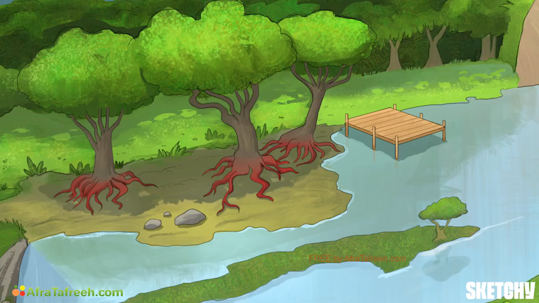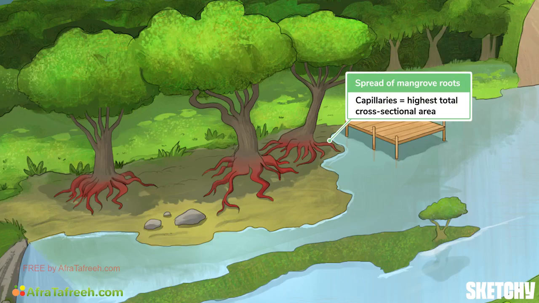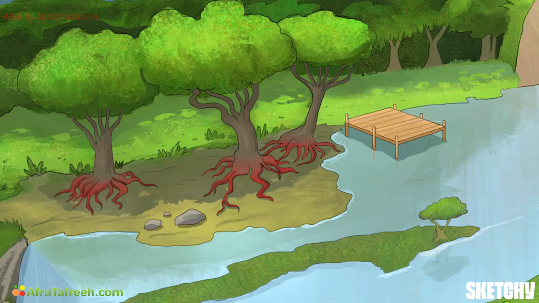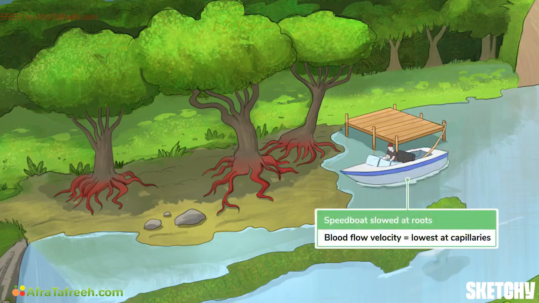Let's apply a physiological example. The aorta is a pretty wide artery, right? And a capillary is super tiny. But in terms of total cross-sectional area, the capillaries, symbolized by this impressive spread of red roots, actually represent the highest total cross-sectional area. Knowing that V equals Q over A, the capillaries must have the lowest blood flow velocity, hence why the speedboat here is slowly waiting by the mangrove roots.